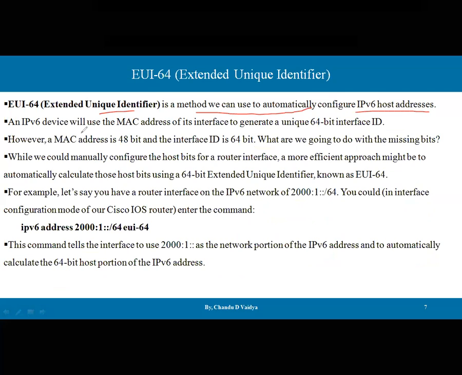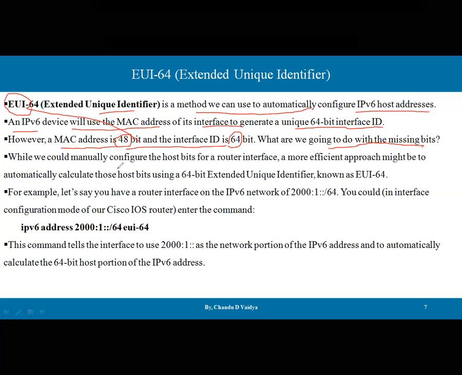An IPv6 device will use the MAC address of its interface to generate a unique 64-bit interface ID. So for generating the EUI ID, we have to consider the MAC address. However, the MAC address is only 48 bits and the interface ID is 64 bits. So there is a difference between 64 and 48, and some bits are missing. To bridge these missing bits between the MAC address and the interface ID, we have to use a methodology, and that methodology is called the EUI methodology.